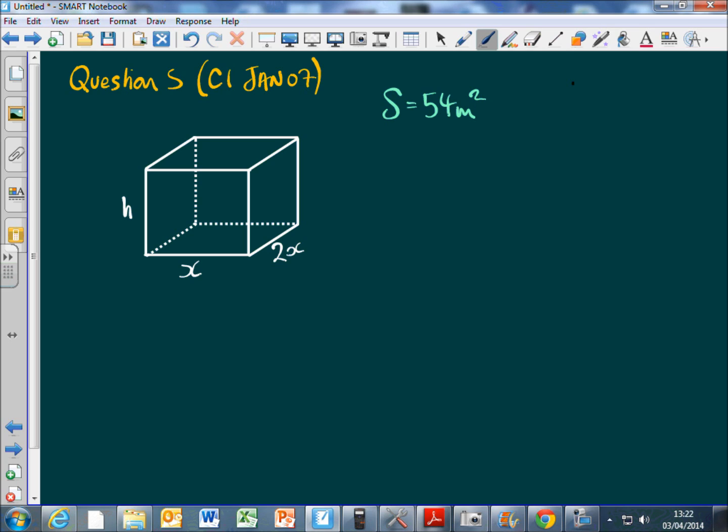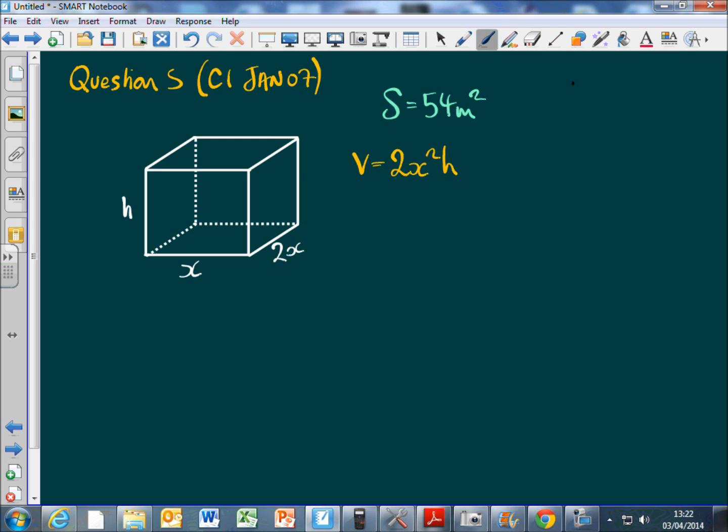The first thing you would do with any question like this is write down an equation for the volume and an equation for the surface area, because it's usually those two that you're working with. So the volume of this box, can someone tell me how I could write it down? How do you work out the volume of a cuboid like that? Base times height times width, yeah? So it's just going to be 2x squared h. Brilliant.